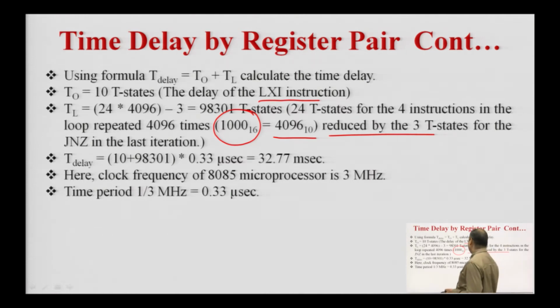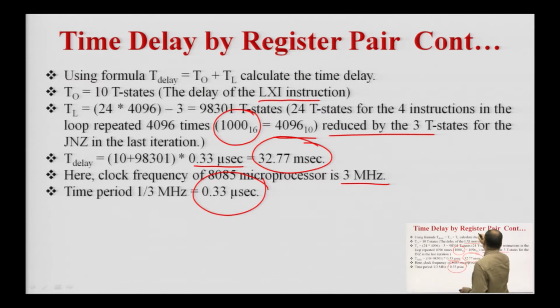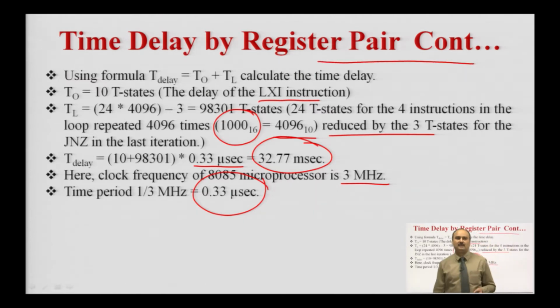So, finally, the time delay obtained is T delay equals 10 plus 98301. This 98301 is the value of TL, and it is added to the 10 T states, which is the value of T0, and it is multiplied by 0.33 microsecond. This is the time period of the 8085 microprocessor when the clock input frequency is 3 megahertz. So, the time period comes out to be 0.33 microsecond. When we multiply this, we get the delay of 32.77 millisecond with the help of a register pair, when the clock input frequency is 3 megahertz and the time period is 0.33 microsecond.